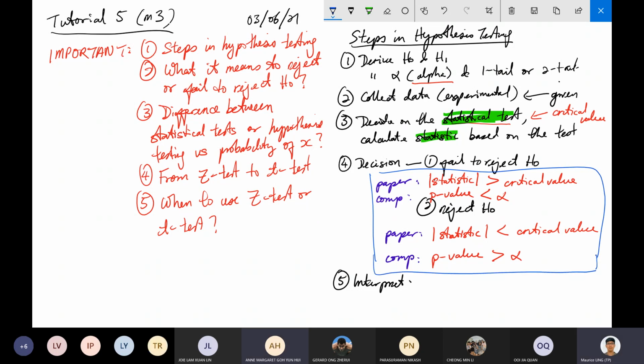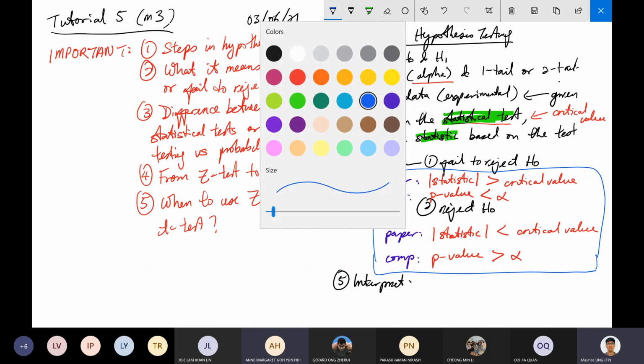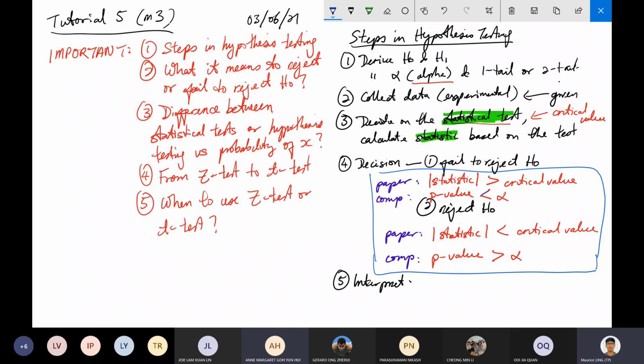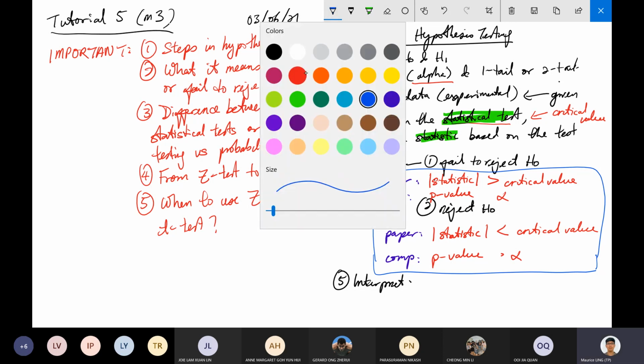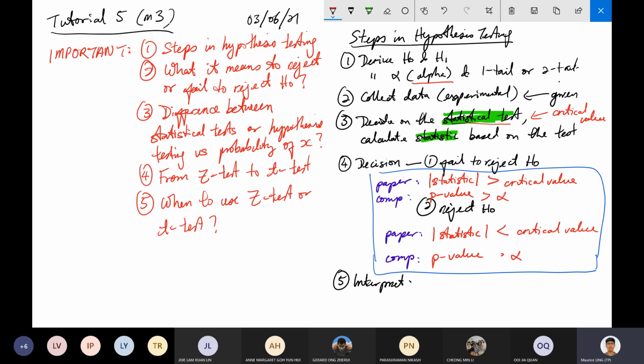For the p-value, to fail to reject, is it p-value bigger than alpha or smaller? Fail to reject: the p-value is larger than alpha. Yep, okay, thank you. The p-value is larger than alpha. This is smaller than alpha. Okay.